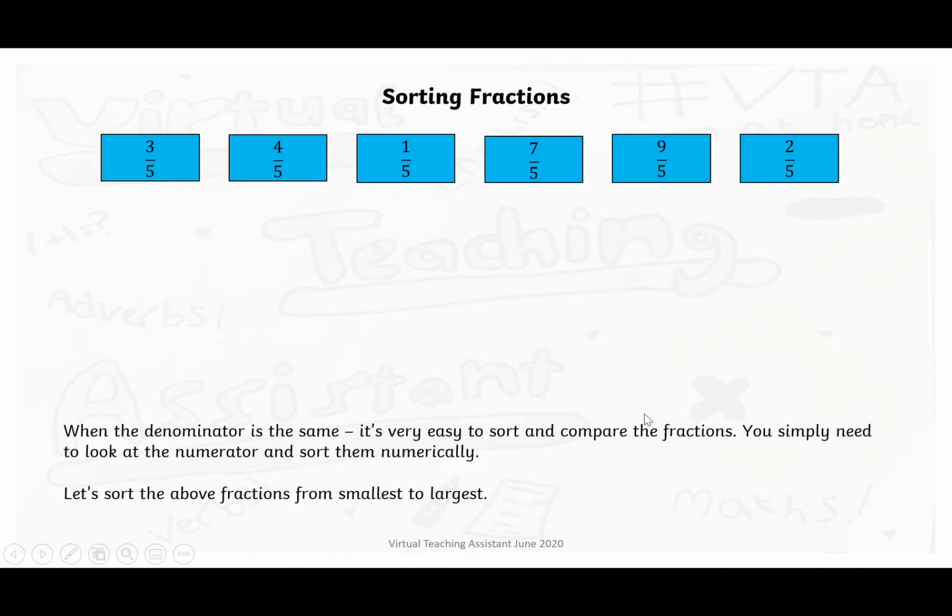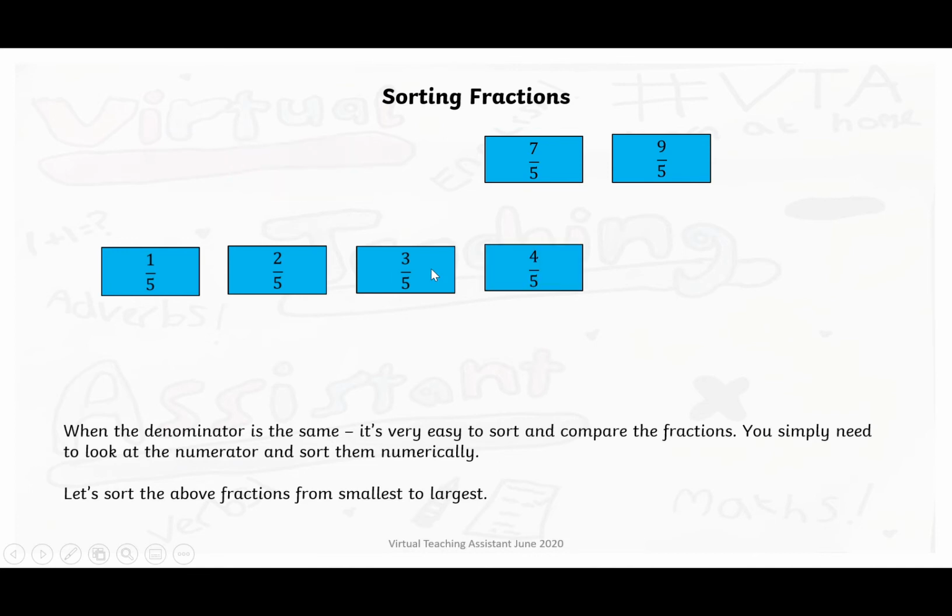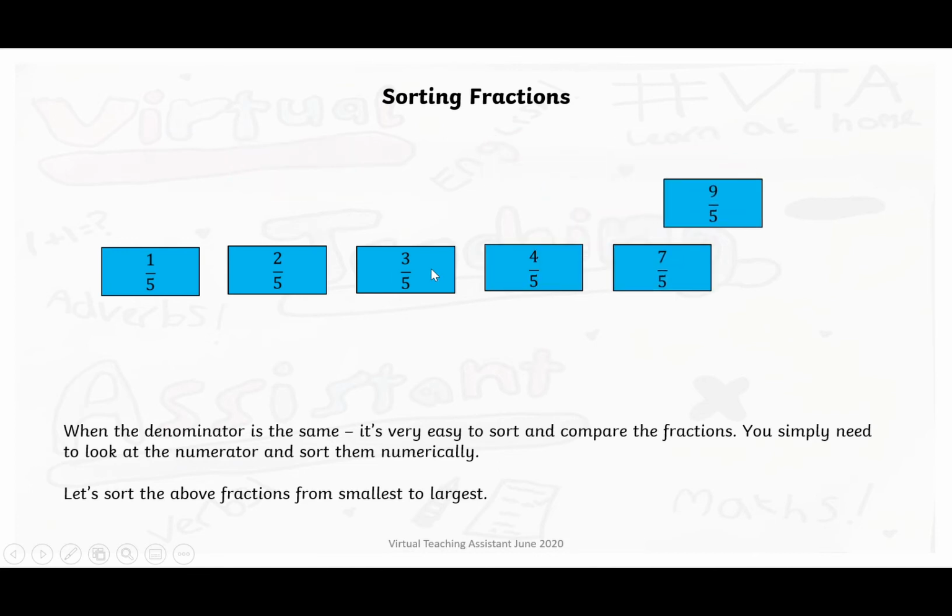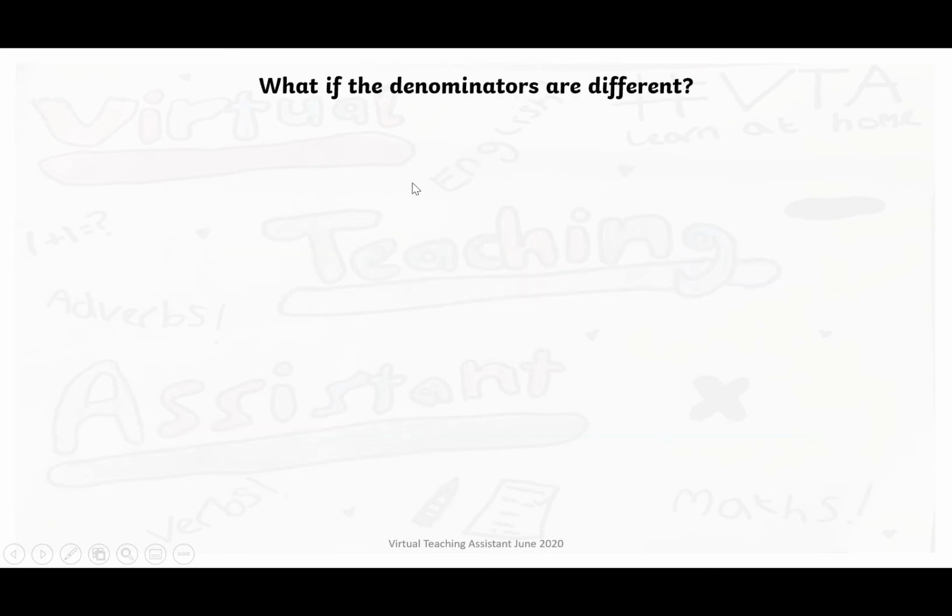Next, sorting fractions. When the denominators are the same, this is very, very easy to do. All you need to do here is look at the numerator and we're just sorting them. There are much quicker ways to sort fractions as well, but when the denominators are all the same, it's very easy, as you've just seen. We're just looking at the numerator, the top number, smallest to largest.